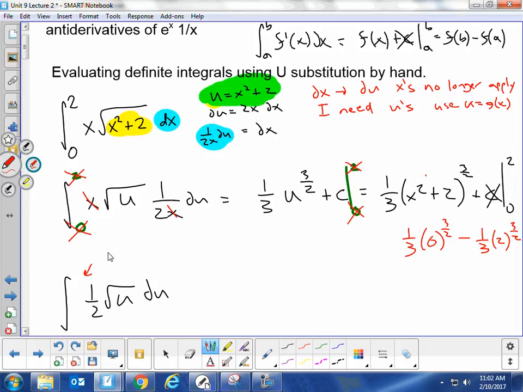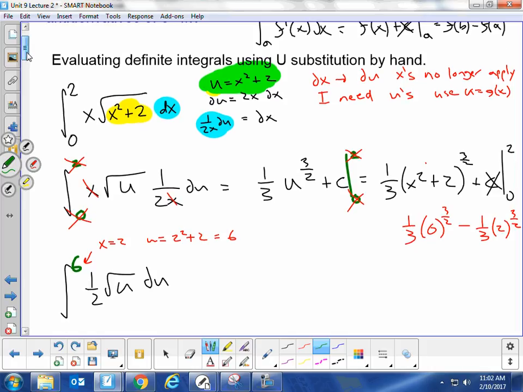So what's going to go here? Well, when x was 2, that means u will just be 2 squared plus 2. That is 6. I'm going to put a 6 here. Where did I get that from? u equals x squared plus 2. Well, down here, when x was 0, u is equal to 0 squared plus 2, which is 2. So I'm going to put a 2 down here. This would be correct.